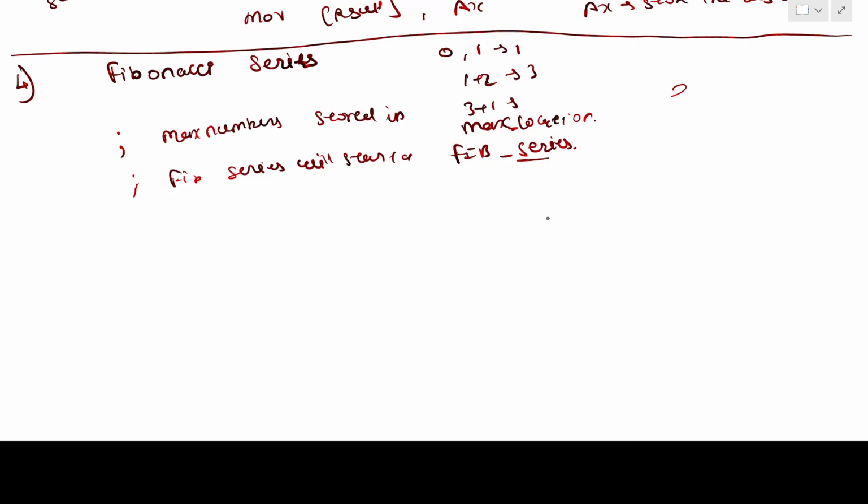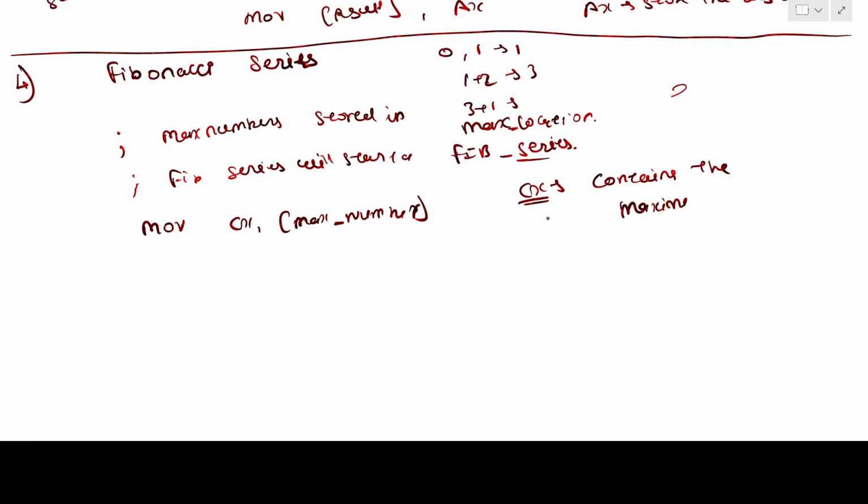So the first line of code is mov cx, max_numbers. What is cx? CX contains the maximum number. Whatever the value of the maximum number is, we are going to move it to cx.